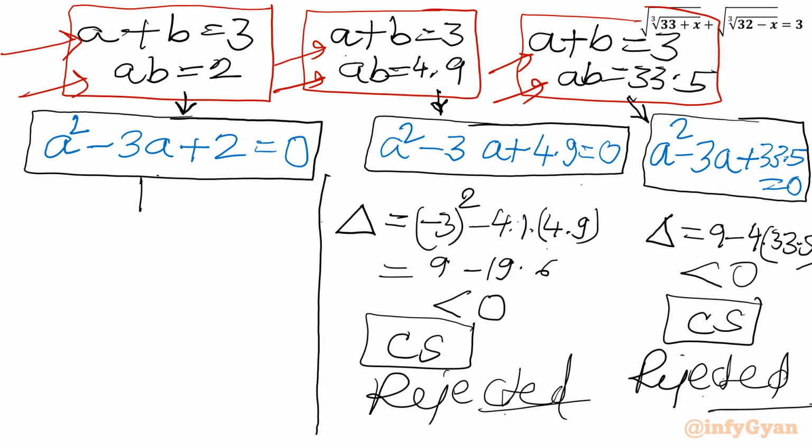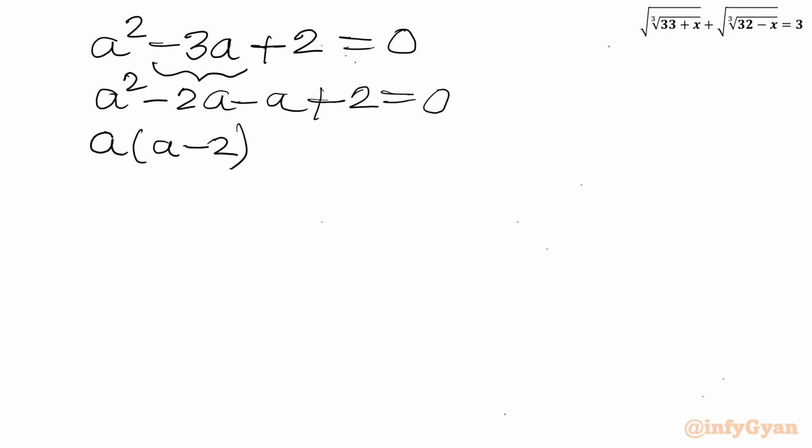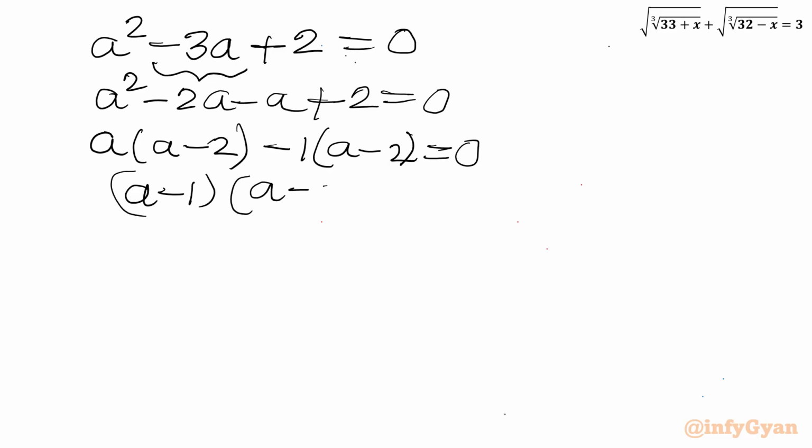Now this quadratic equation, I will solve using the method of factorization. A square minus 3A plus 2 equal to 0. A square minus 2A minus A plus 2 equal to 0, splitting minus 3A as minus 2A minus A. Now A is common, A minus 2, minus 1 is common, A minus 2 equal to 0. So factorization is done: A minus 1 times A minus 2 equal to 0. So A equal to 1 and A equal to 2.